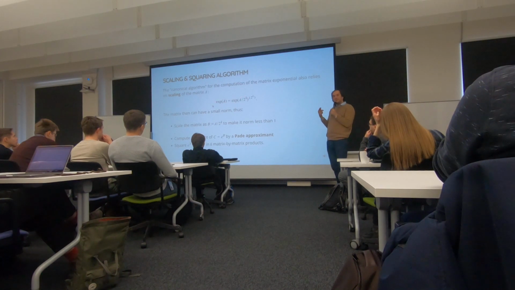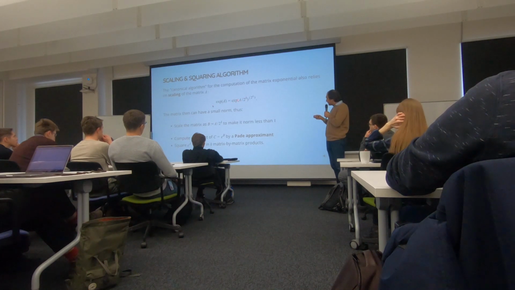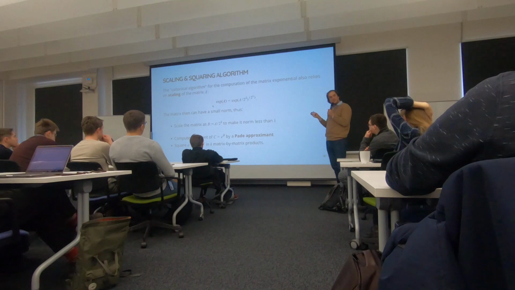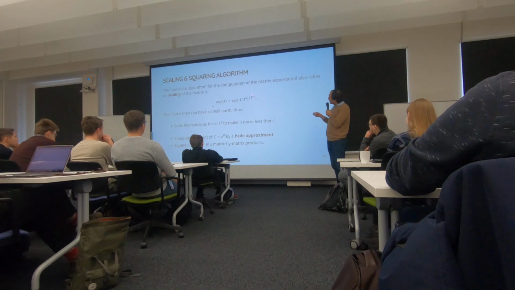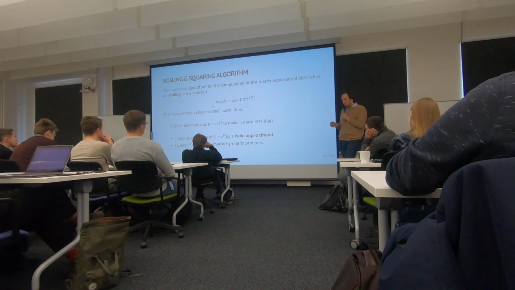So if the norm of A is greater than 1, you can just divide it by a power of 2 such that this norm is less than 1, compute this using even a Taylor approximation, and then scale back. For example, this is what is done in SciPy. Scaling and squaring: for large norm, compute by a small Padé approximation, and then go back by matrix squaring.